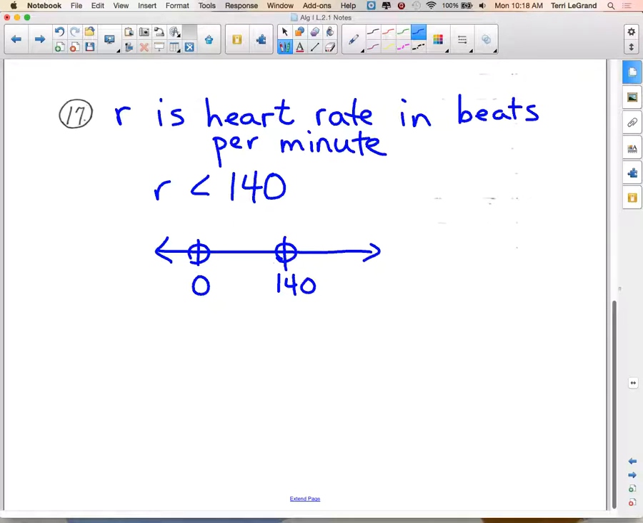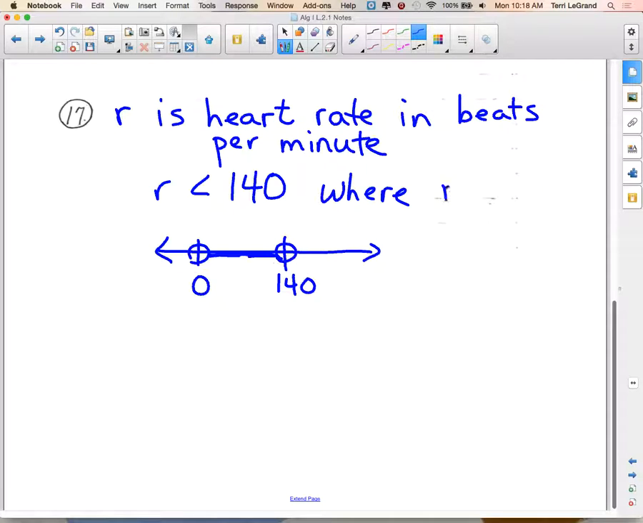0 doesn't count because, why? Because you got to be alive. And so anything in between. Can you have parts of heartbeats per minute, by the way? Do they have to be whole numbers? No, you can have like maybe 138 and a half beats per minute. But here's how we're going to define what we just discovered on the graph.